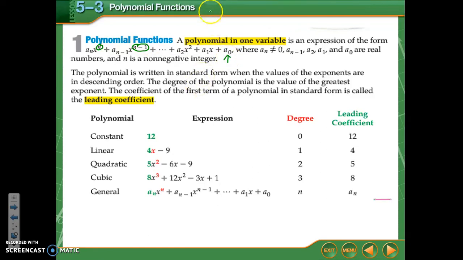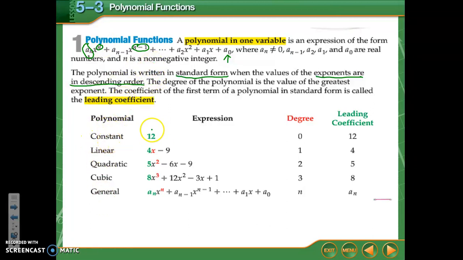So for example, we can look at some of our polynomials down here in this chart to see what those would look like. We call our polynomials written in standard form when I put my exponents in descending order. That means that I need to start with my biggest exponent and go all the way down to my constant term, which has a degree of 0. The degree of the polynomial is the biggest exponent, like we've talked about before. And this coefficient here, this a sub n, the coefficient of that term with the biggest degree, is called the leading coefficient.